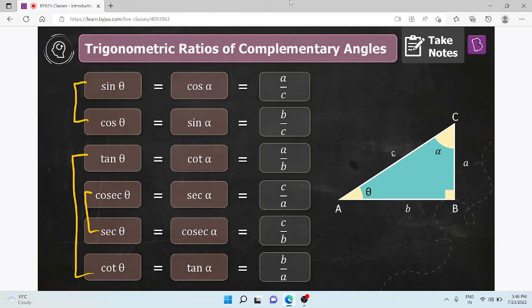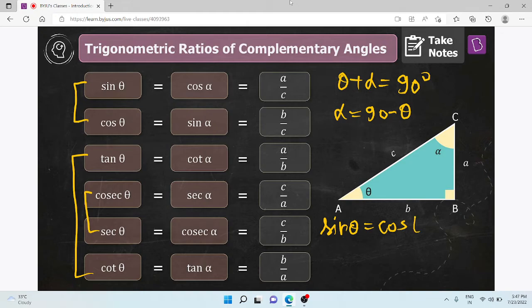And students, in a right angle triangle, we know that with the angle sum property, the sum of all three angles is 180, and one angle is 90. It means theta plus alpha, they are called complementary angles. That's 90, so alpha will be 90 minus theta. It means sin theta is what? Sin theta will be equal to cos alpha. Alpha is 90 minus theta, so cos 90 minus theta. In the same way, cos theta will be equal to sine alpha, that is sine 90 minus theta. In the same way, tan theta will be equal to cot 90 minus theta, and cot theta will be equal to tan 90 minus theta. Same with cosec and sec.